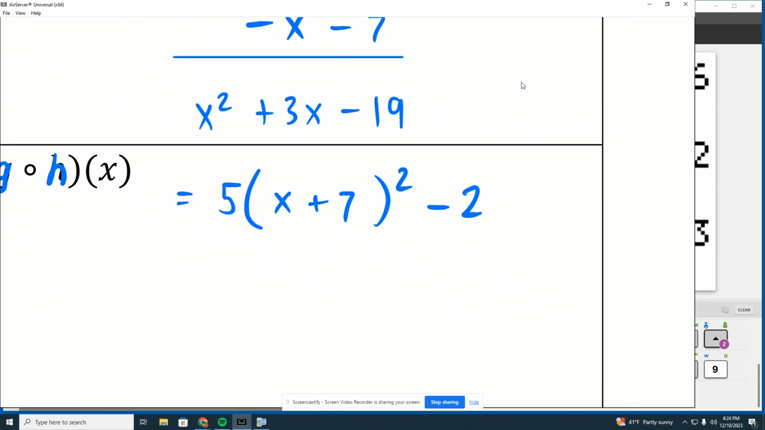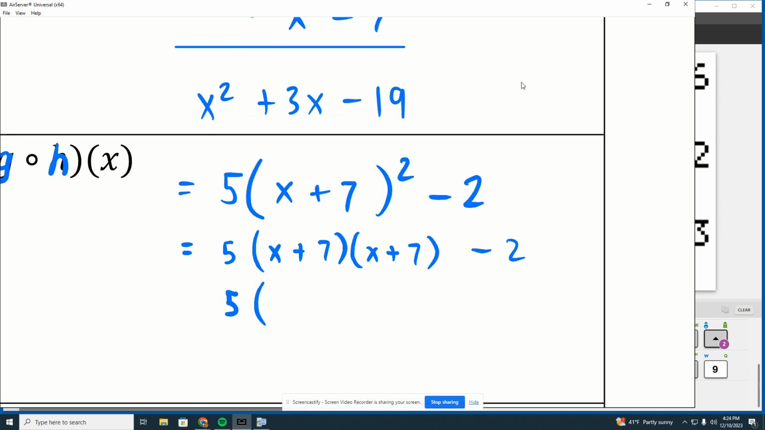So with that being the case, I got to square it. So that's x plus 7 times x plus 7. Don't forget the minus 2. So ignore the 5. This becomes x times x, x squared. X times 7 and 7 times x, that's 7x and 7x, which is 14x. And then 7 times 7, 49. Don't forget that minus 2.